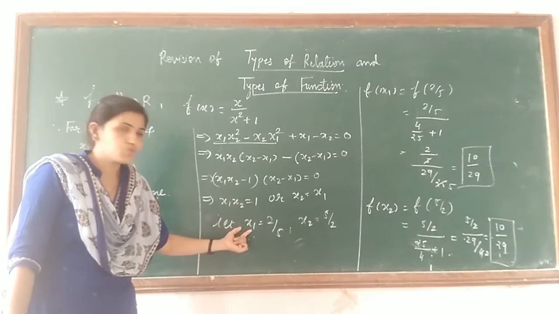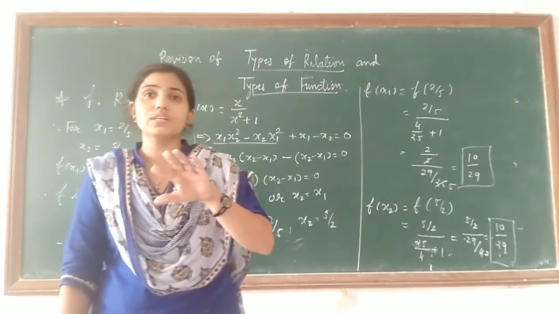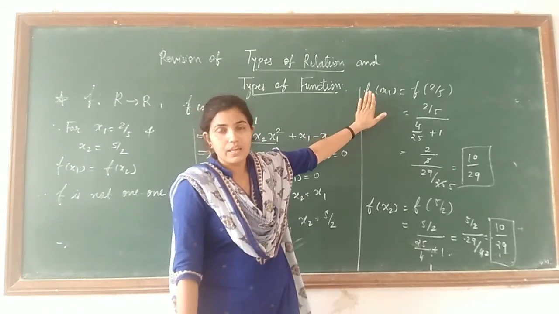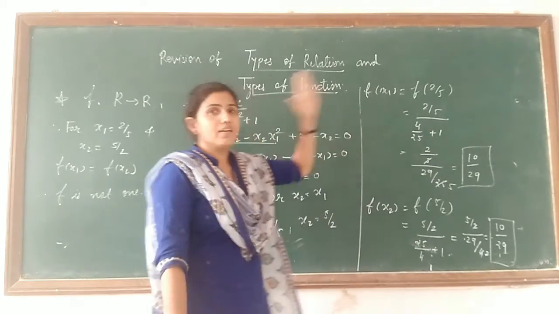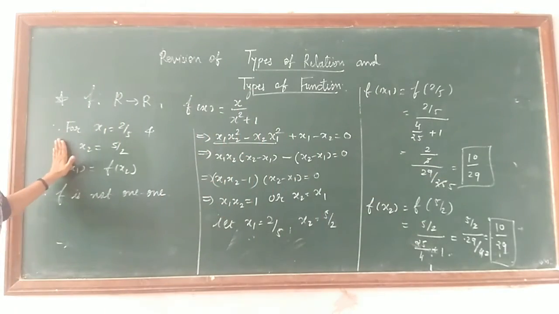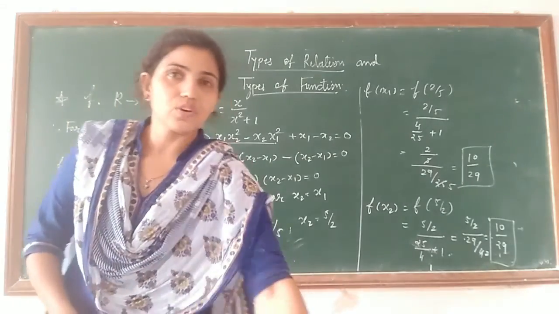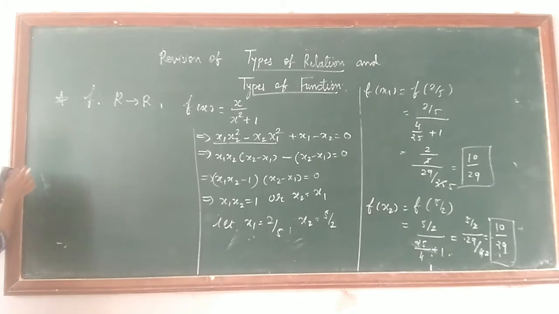So we can take x1 and x2 like this. Any elements you can take whose product is 1, and then you can find out the value of the function. If the values of the function are the same, the function gives the same images, that means our function is not one-one. So one-oneness is now proved, that is, the function is not one-one. So let me see the next, onto.